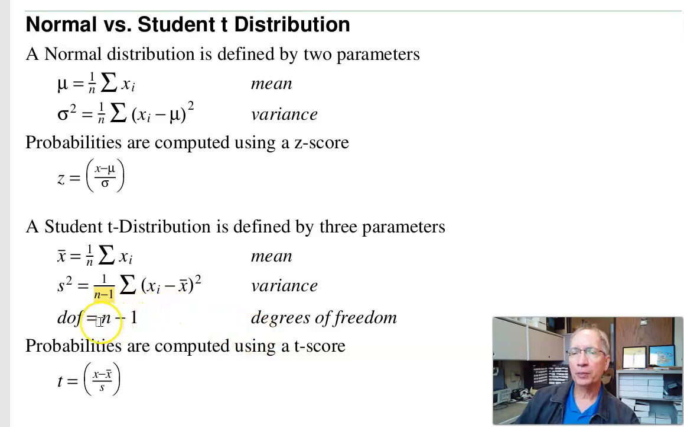And there is another term called degrees of freedom. That's the sample size minus 1. With the t-distribution, I have to keep track of the sample size. A sample of 2 is different than a sample of 1,000. That's what the degrees of freedom does for you.